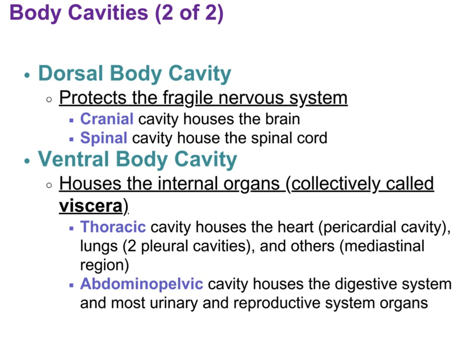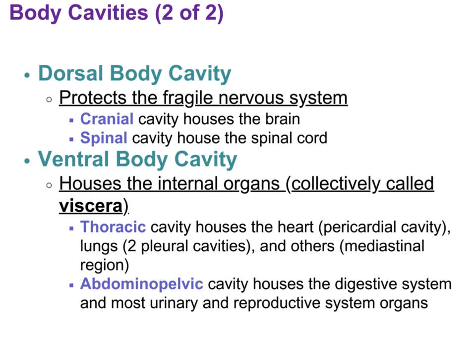Now, the dorsal body cavity is not as broad, doesn't have as much in it as the ventral body cavity, but it's still very important because it protects the fragile nervous system. The cranial and spinal cavity or vertebral cavity make up this dorsal body cavity. The ventral body cavity houses many of the other internal organs, those of your heart, your lungs, your digestive organs, urinary, reproductive organs. Those are all in the ventral or front body cavity.